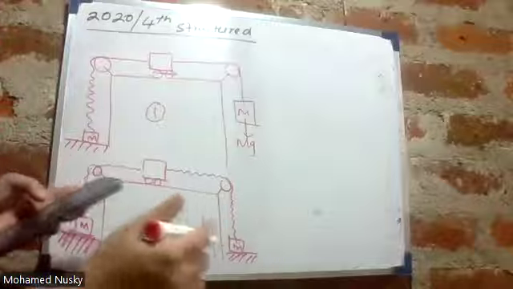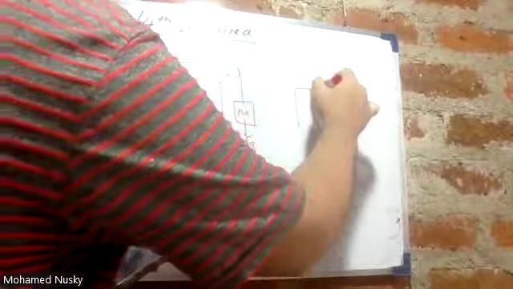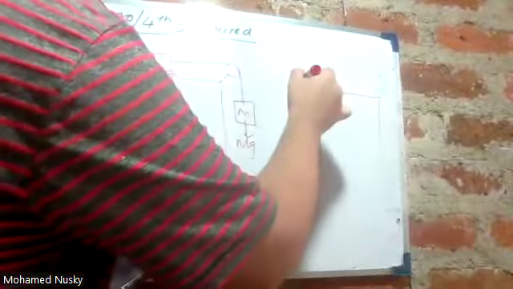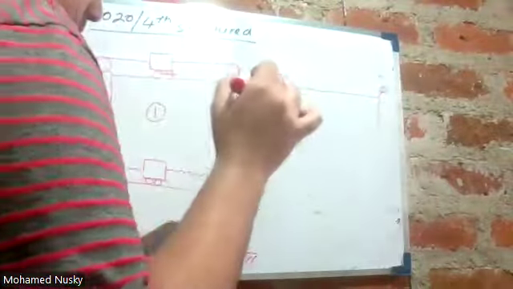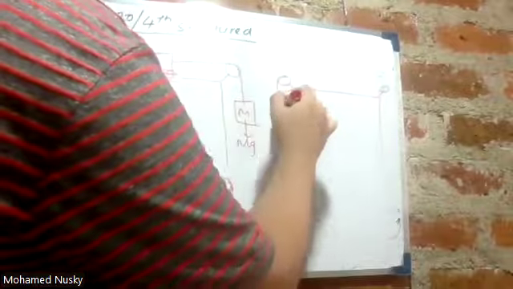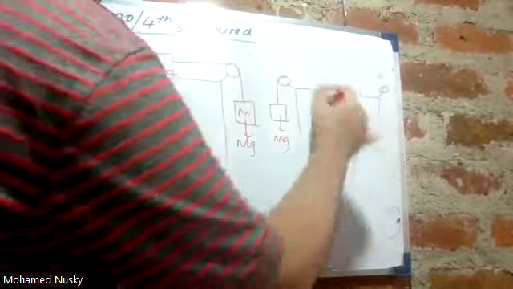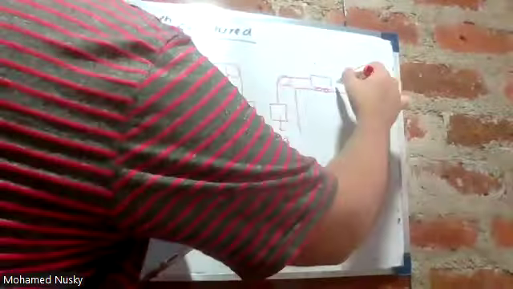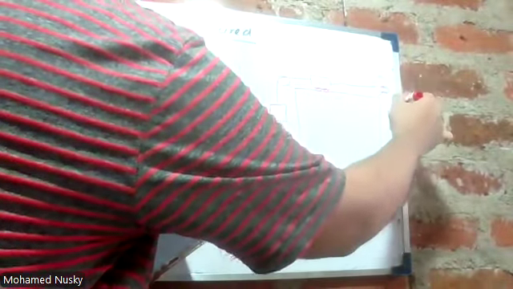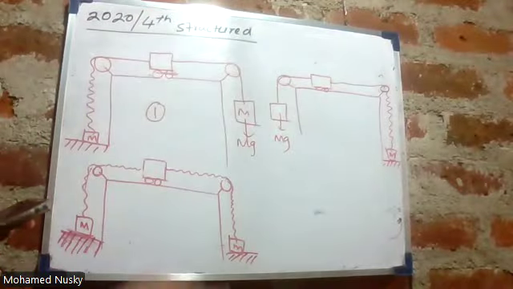In the third instance, it's like this. There will be mg connected to the box, and it's a slack string. It means it's in contact with the surface. Here we have M. This is what is given.